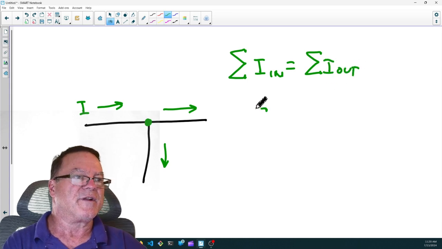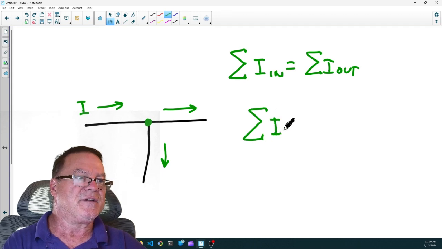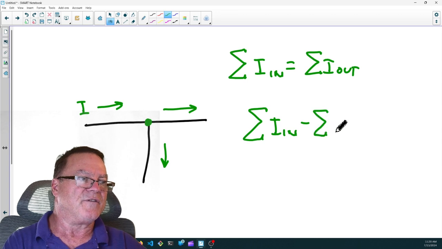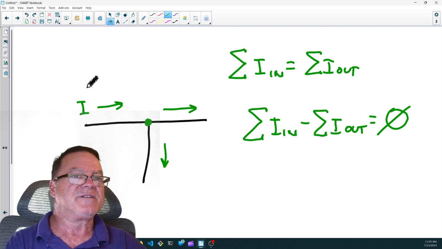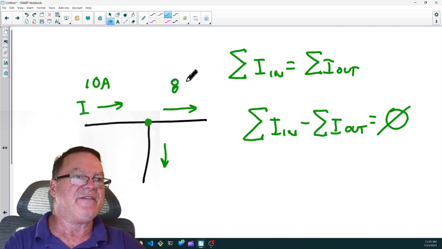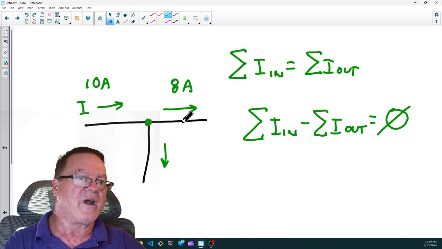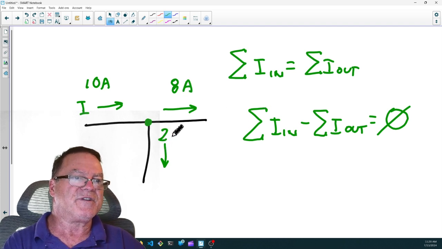Or you can write it another way, where you say the sum of the currents in minus the sum of the currents out equals 0. And we can see that if we have 10 amps and 8 amps is leaving to the right, well, that means there's only 2 amps left to be coming down through this branch.